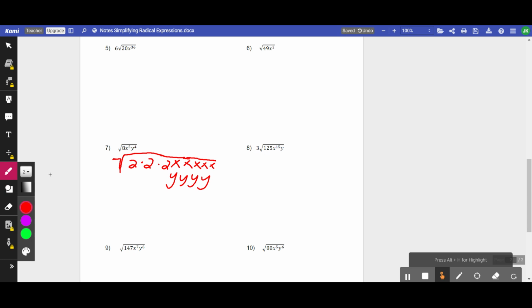So for your numbers here, remember, for every pair, you can take one of them out. So for these 2's here, you can take one of your 2's out. And then for your variables, I was going to write with a different color so you can see. So for the x's, you have a pair of x's here, so you can cross these out and then bring one of them outside. And then you can cross out another set. You'll have one of these x's left inside. And then for the y's, you can do the same thing here. So you can bring this set out. And then your other set here.